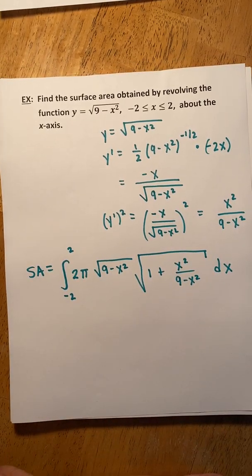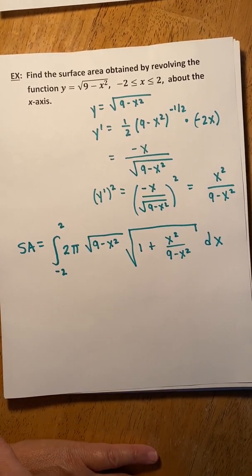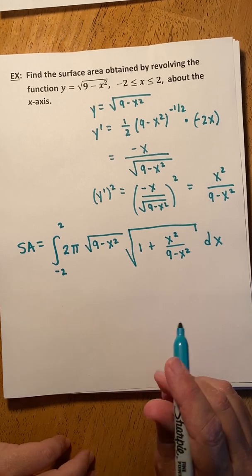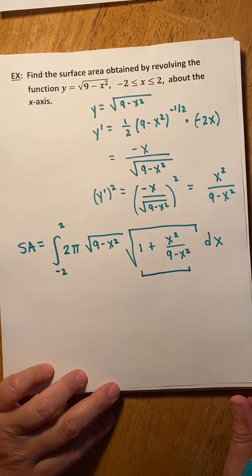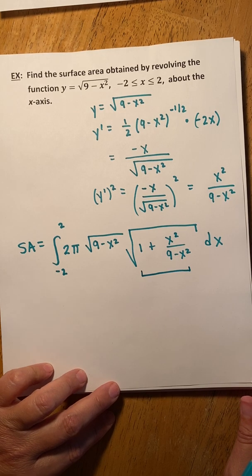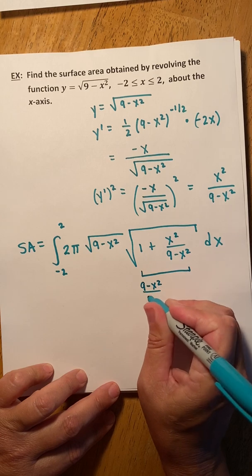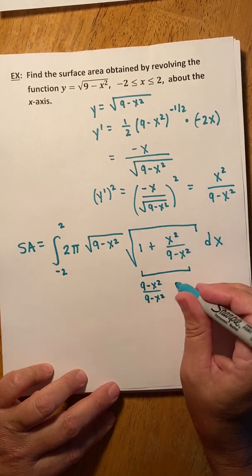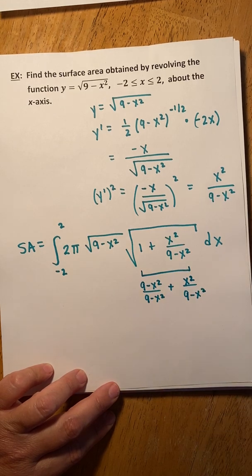Your first guess might be to jump into trig substitution or u-substitution perhaps, but watch what a little algebra can do. Let's look at what's going on in here. I'm going to turn this sum of 2 terms into just 1 term by finding a common denominator. I'm going to rewrite 1 as (9 minus x squared) over (9 minus x squared), and then add that to x squared over (9 minus x squared). So I didn't change the radicand at all.